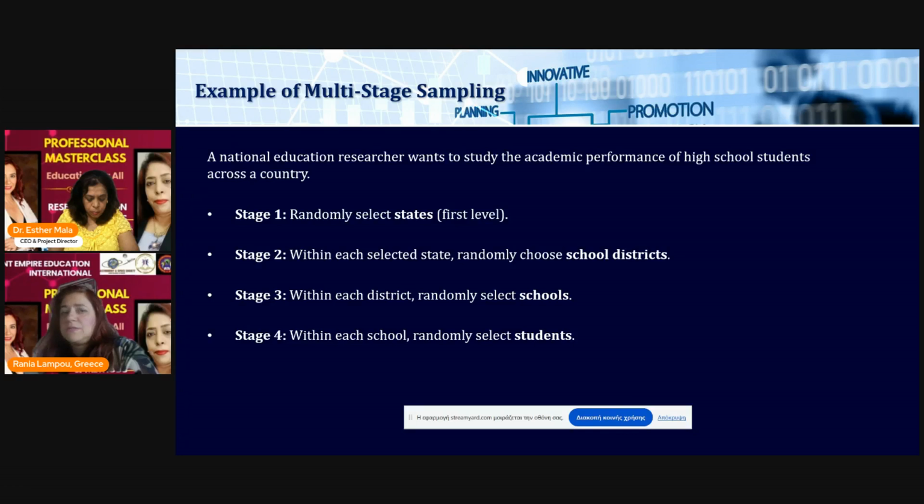So the first stage is that he randomly selects a state, this is the first level. Then within each selected state, he randomly chooses two districts. Within each district, he randomly selects schools, and within each school, students are randomly selected. This is how it works. This layered approach makes large-scale research more manageable and, of course, cost-effective.